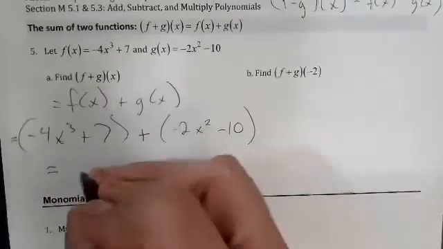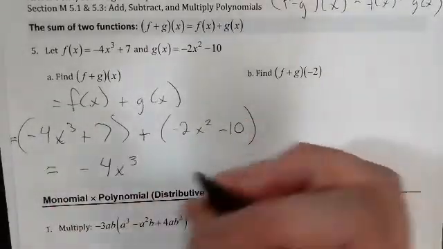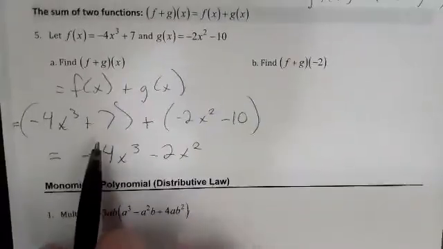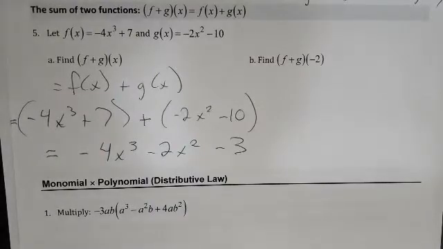So I have this thing. I want to leave my largest term first, the minus 4x cubed. Minus 2x squared comes next. And now we need to do a little bit of number crunching. Plus 7 minus 10, we can combine those to minus 3.